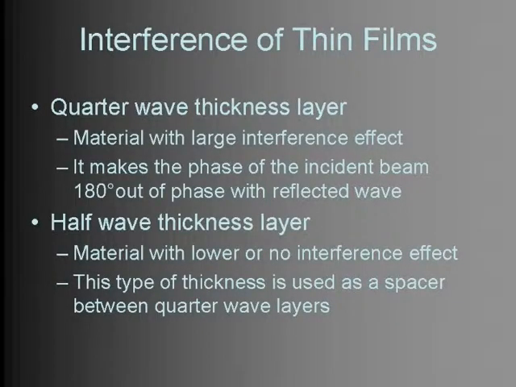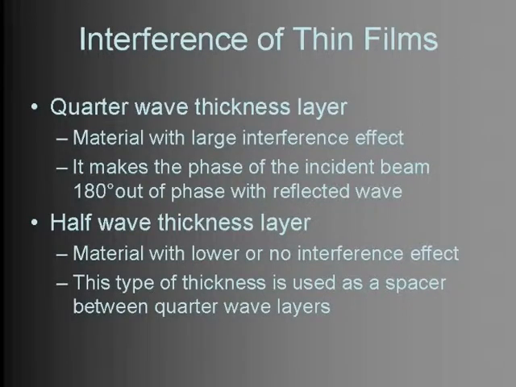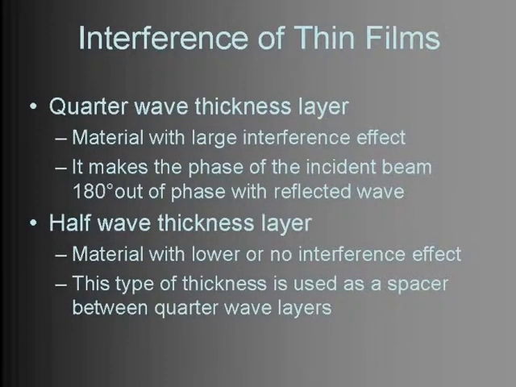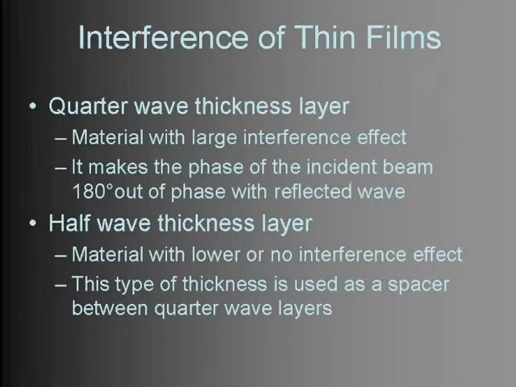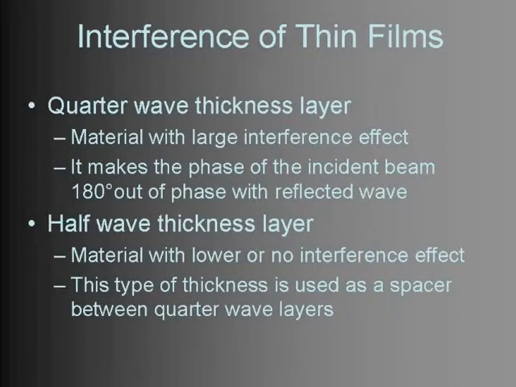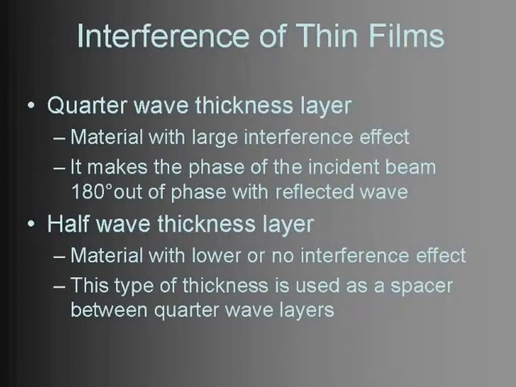Here's where the fun begins. The reason why thin films were developed was because of their interference properties. Let's take, for example, a quarter wave layer. The reason why it's called a quarter wave layer is because its thickness was assigned to be a quarter of the wavelength of the light it's going to sample. The reason why it's a quarter of the wavelength is because at this particular thickness, it will cause interference between the incident and the reflected beam.